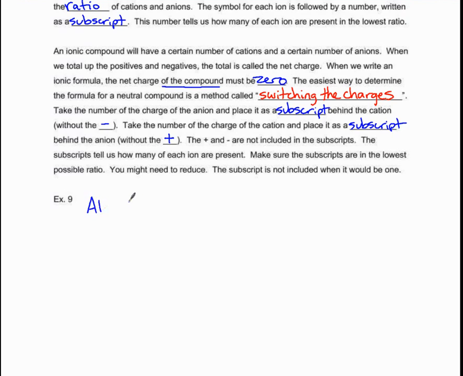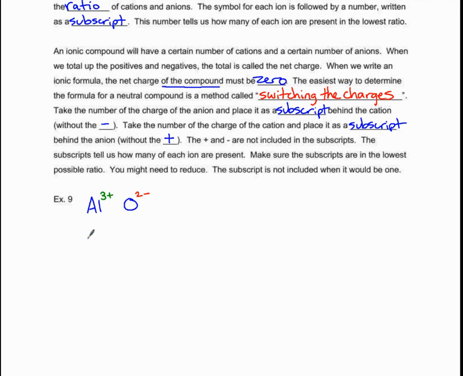So let's say we have an aluminum ion and an oxygen ion. So the aluminum ion, it's in group 13. It's going to form a 3+ cation. And the oxygen is in group 16, it's going to form a 2- anion. So we have the atomic symbols, we have the charges. These are the first things that we need.